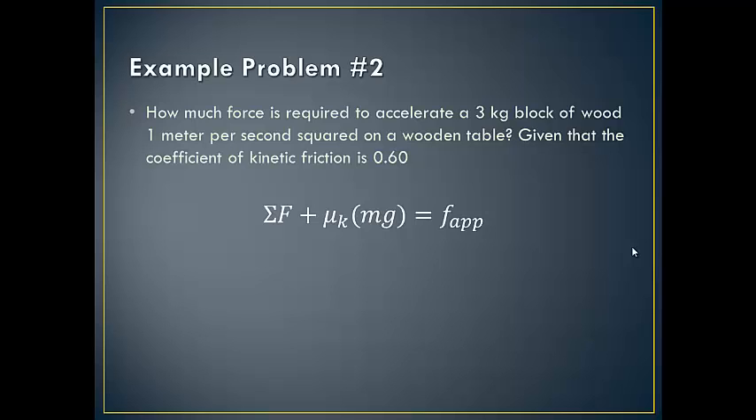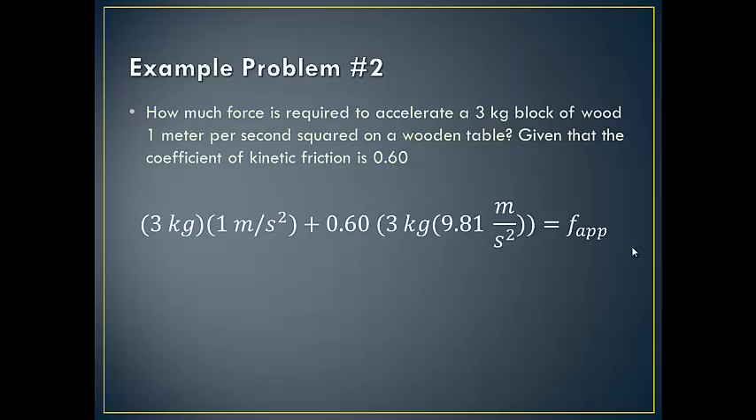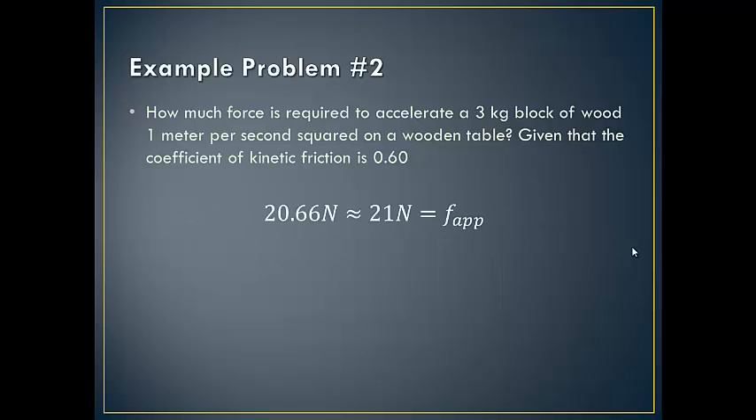Now let's substitute all the numbers in. So net force is equal to 3 multiplied by 1, and mu k mg is equal to 0.6 multiplied by 3 multiplied by 9.81. Now, we plug that into the calculator, and we find that it is equal to 20.66 Newtons, which is approximately 21 Newtons. Did I say 0.66? I mean 20.66.